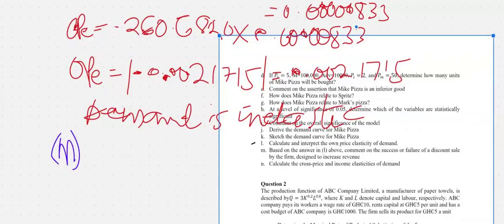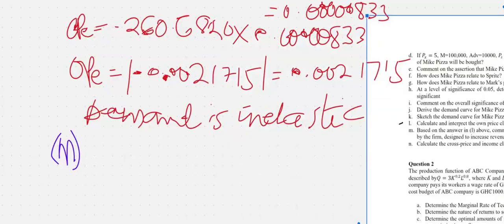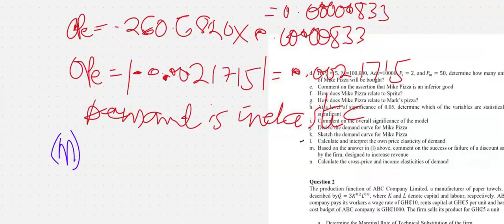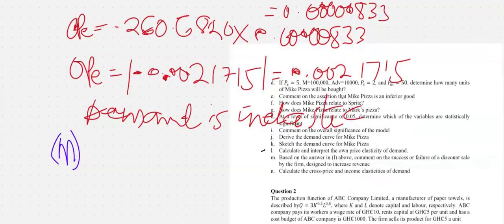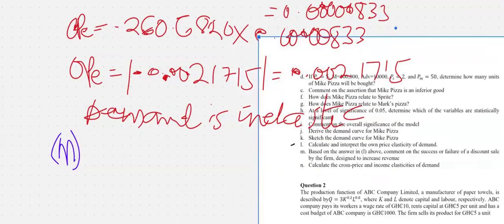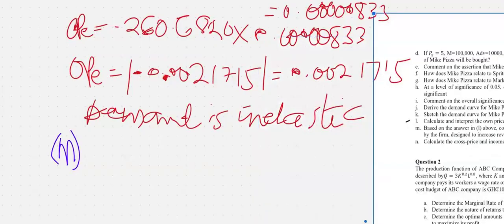So now, from the L which we just solved, we concluded that demand is inelastic. So if demand is inelastic, the M is saying that the business wants to undertake a discount sale with the intent of increasing revenue. So based on the L, we should comment on the success or failure of the business's policy it wants to undertake. Before I teach this, let me explain something before.